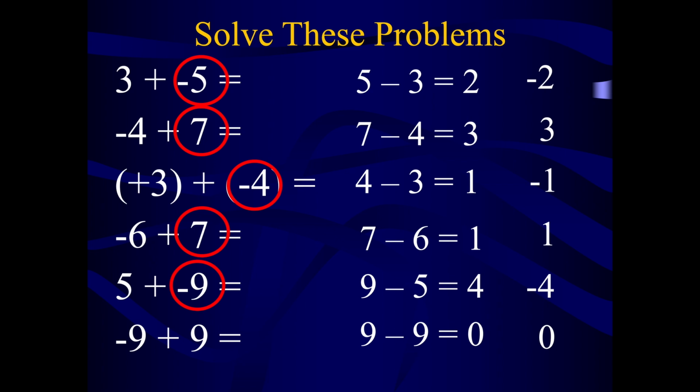And on the final one, we have negative 9 plus 9 equals. There are no larger numbers, so we just subtract the 2. We get 0, and that is our answer.